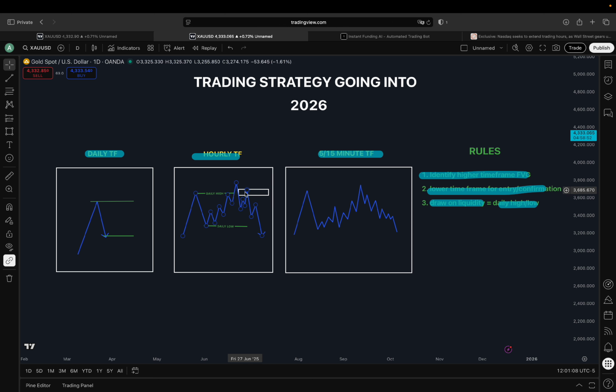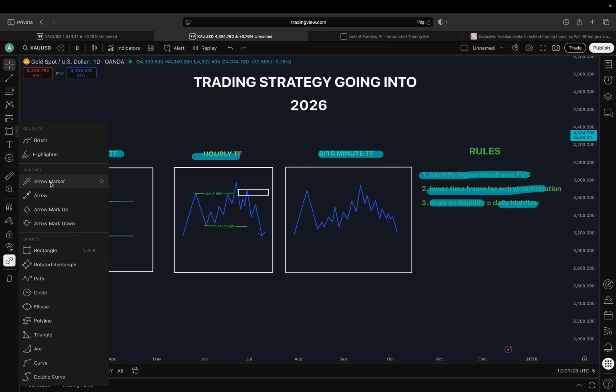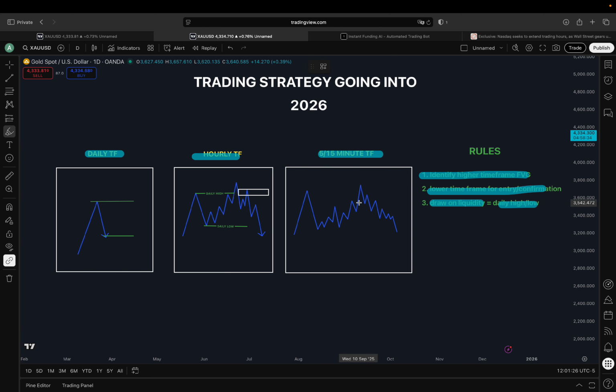Now as soon as this fair value gap has been identified on the higher time frame, we then drop down to the 5 minute or the 15 minute time frame, and that's our lower time frame for entry and confirmation. Now dropping down to the minutes time frame, here's what I can see. As you can see, we did take out this high as shown on the hourly, and we tapped into this fair value gap. The reason we drop down to a lower time frame is so we can catch the nearest fair value gap before the big move down, and it just narrows down our entry.